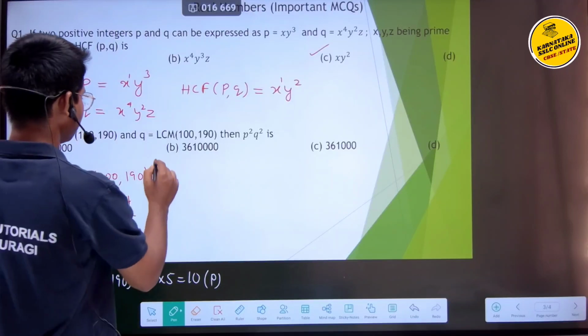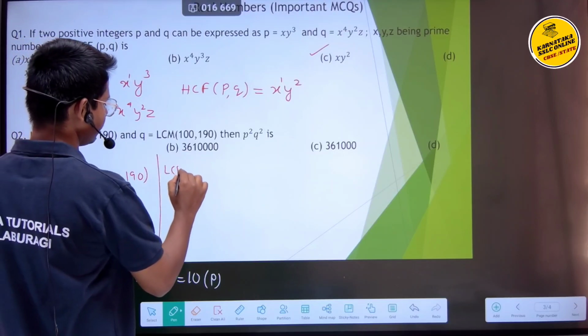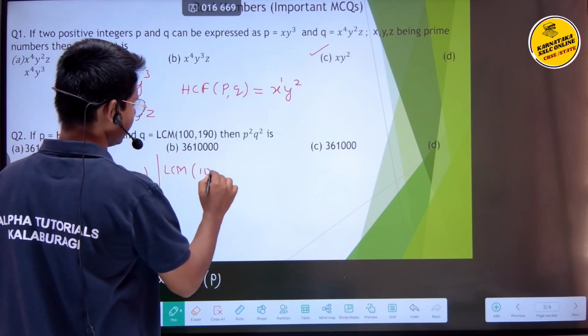So this is nothing but our p value. Now similarly, we'll find the LCM of 100 and 190.